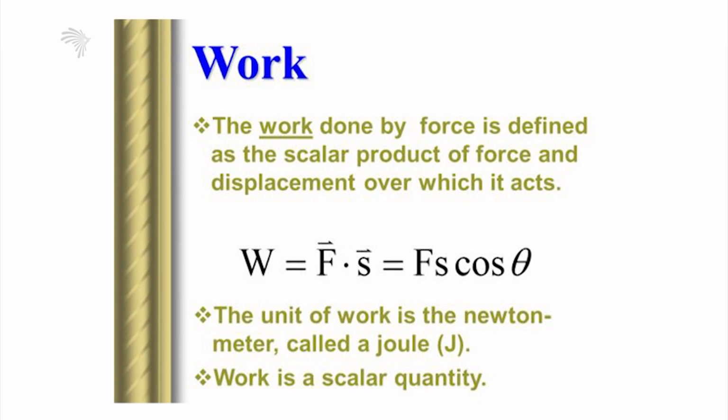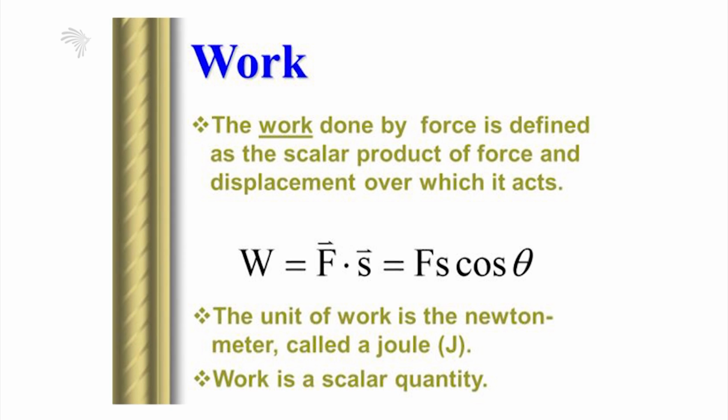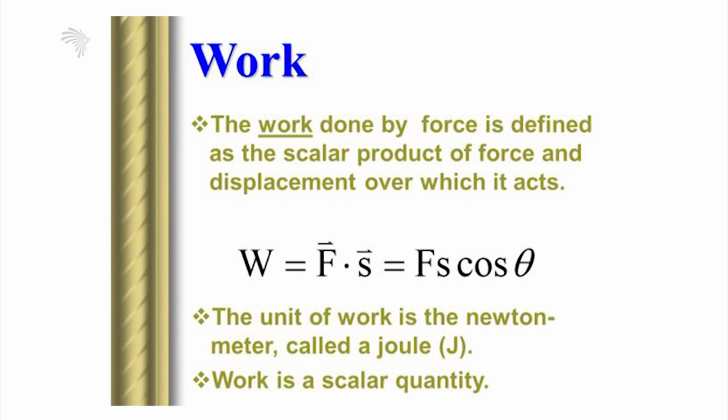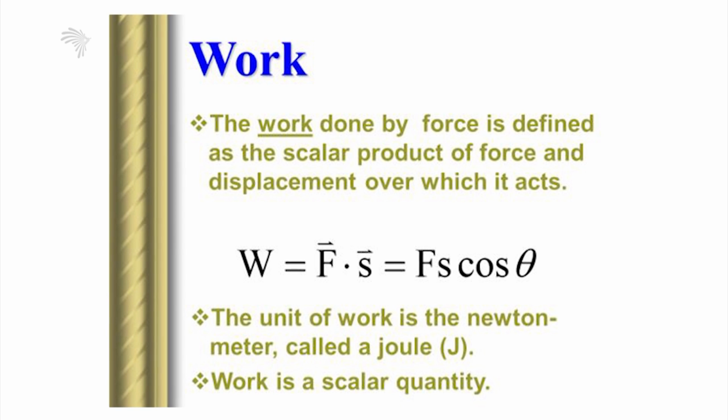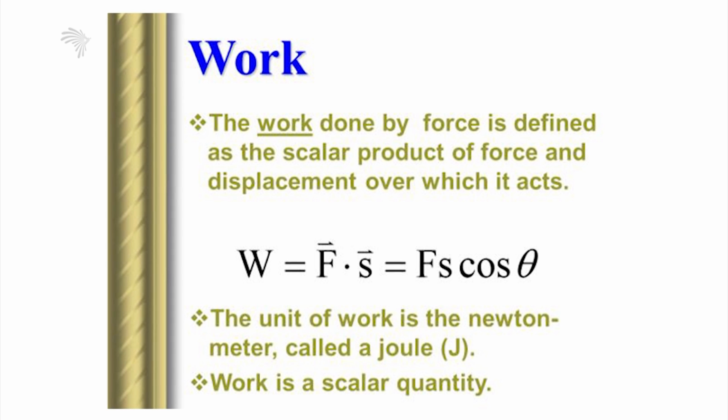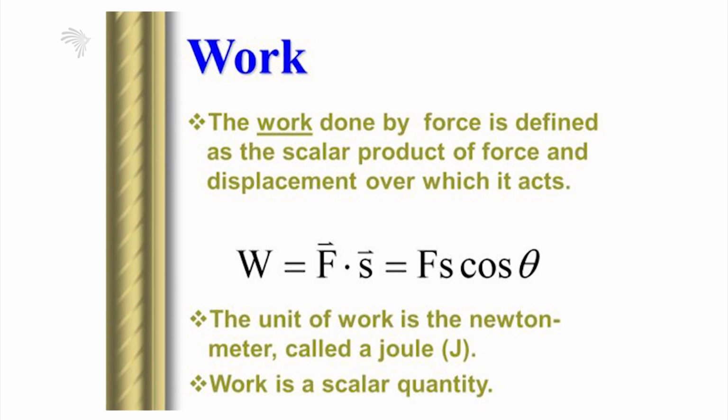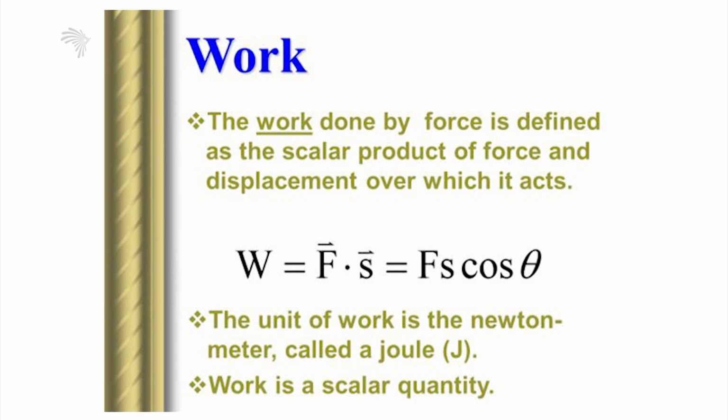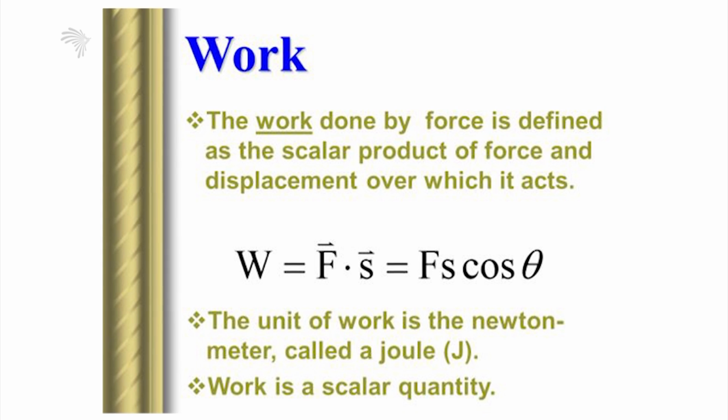Previously, you have learned about the dot product of two vectors. Whenever you multiply two vectors using a dot, the product will be scalar, meaning that a scalar physical quantity has no direction, and hence work done is a scalar physical quantity. From the definition of the dot product, F dot S is equal to the magnitude of the force times the magnitude of the displacement times cosine of theta, where theta is the smaller angle between the two vectors. The unit of work is Newton meter, and its SI unit is Joule.